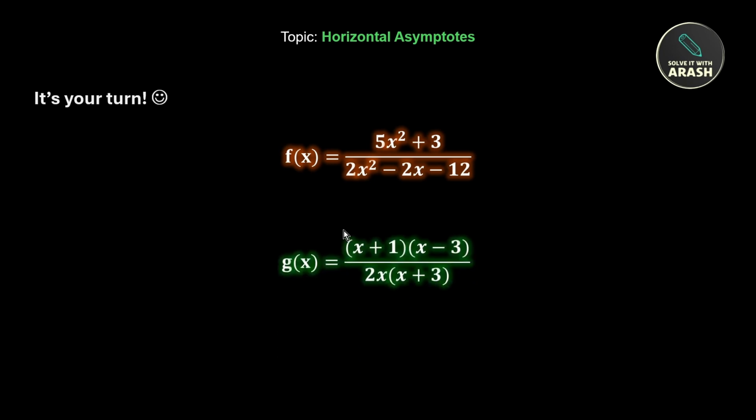All right, now it's your turn. I have two functions here, f of x and g of x. f of x has a quadratic in the numerator and another quadratic in the denominator, and g of x has two factors in the numerator and two factors in the denominator. So I want you to solve these two and let me know in the comments what is the horizontal asymptote for each of them.